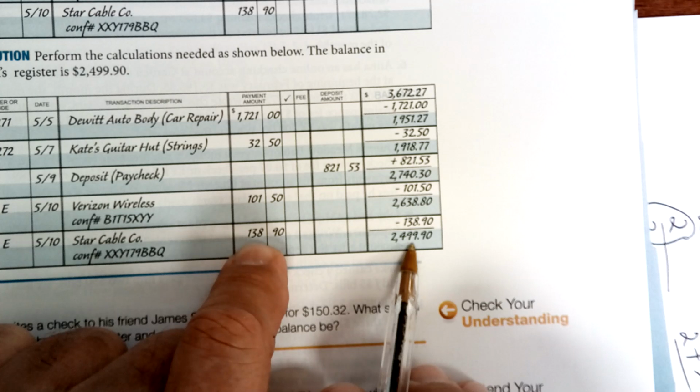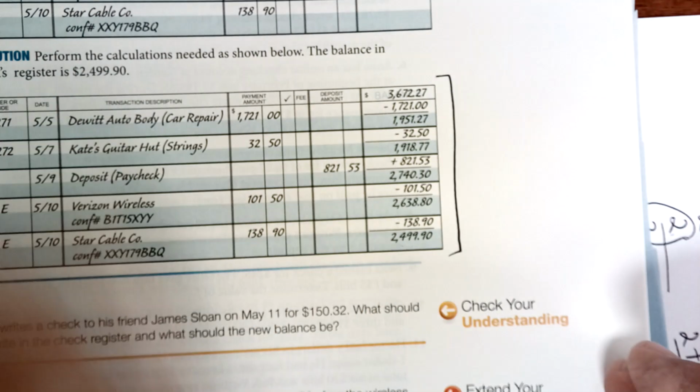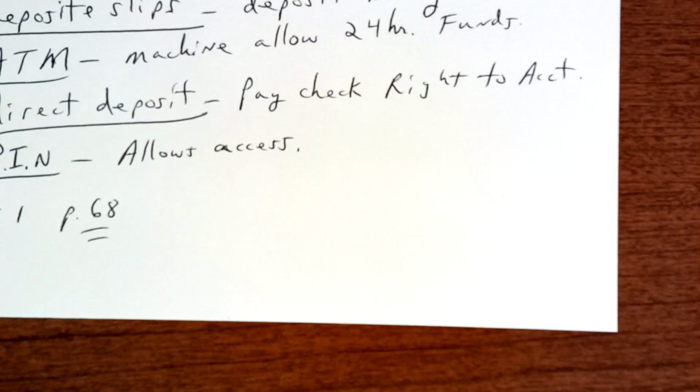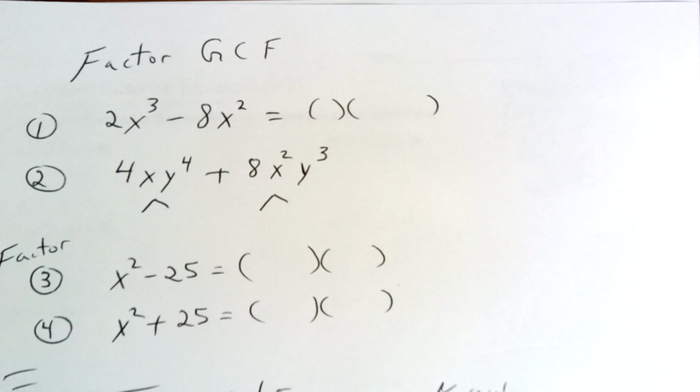So when you write a check, you're supposed to log it down so you keep track of how much money you have in your account. Today, you are working in the book. Tomorrow I'll have a worksheet for you. But for today, I want you to go to page 69 and work 1 through 17. Okay? Let's keep moving. All right, so the next thing is college algebra.